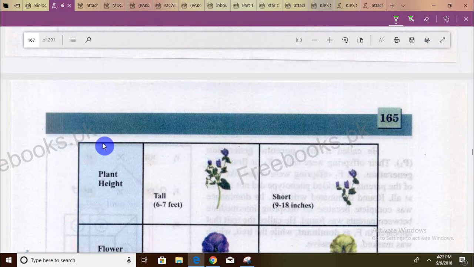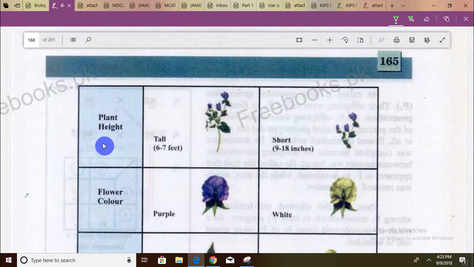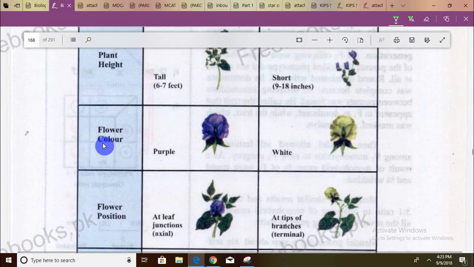So here we have the 7 contrasting pair of traits he studied. There is plant height, there is flower color, so it can either be purple or it can be white. Flower position can be at the junction, at leaf junctions, or at the tip of branches. So that point where a couple of leaves are branching off, we can have a flower, in which case we call it axil. If it's at the end of a branch, it's terminal flower position.